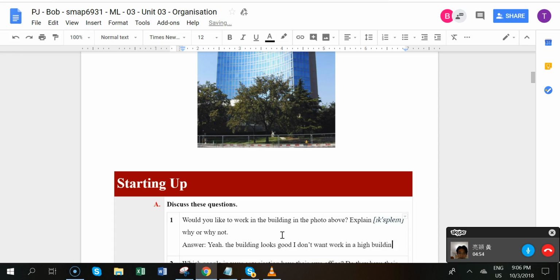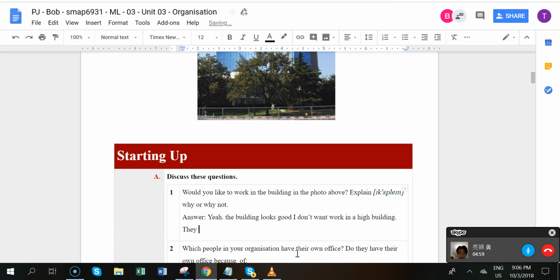Because there are a lot of people during the working time, and we have to wait for the elevator to each floor. Yes. So this is your answer. The building looks good. I don't want to work in a high building.